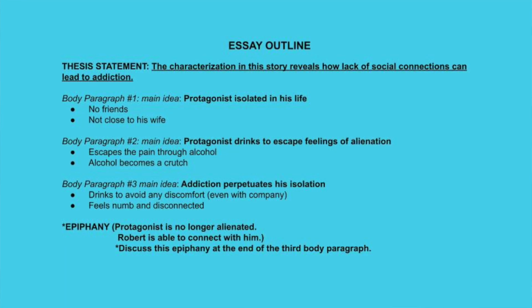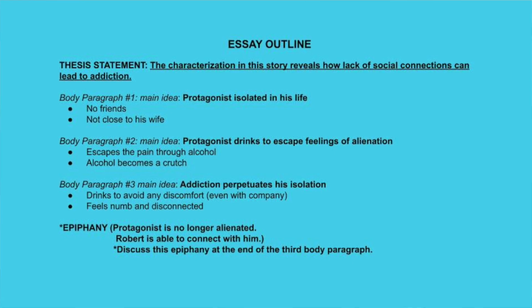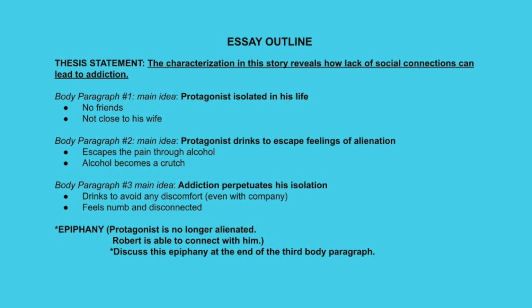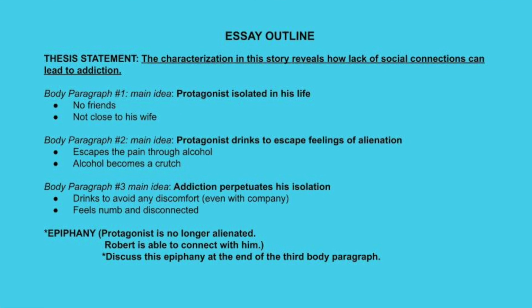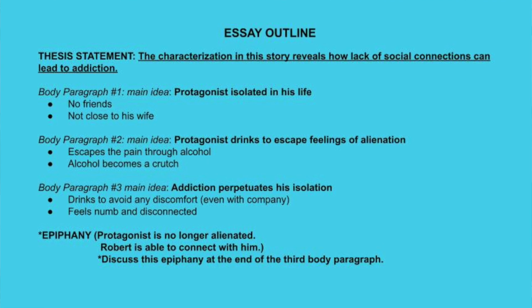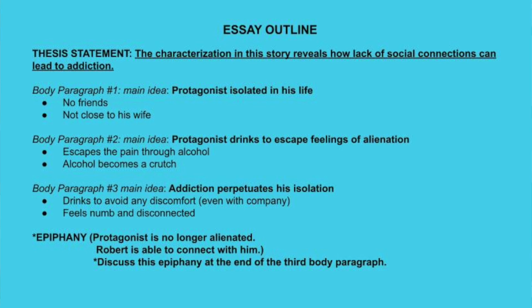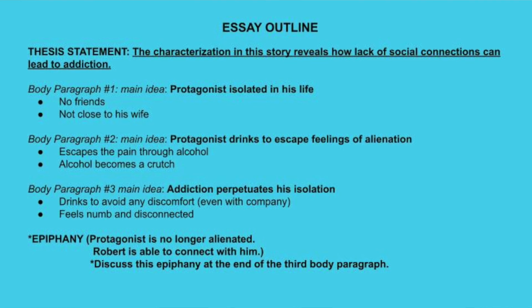So why don't we have a look at this outline here that I've prepared? The characterization in this story reveals how lack of social connections can lead to addiction. In the first body paragraph, you could discuss how the protagonist is isolated in his life. He has no friends, he's not close to his wife. This is clear from the very beginning. He doesn't respect her, and he's always criticizing her in his thoughts.